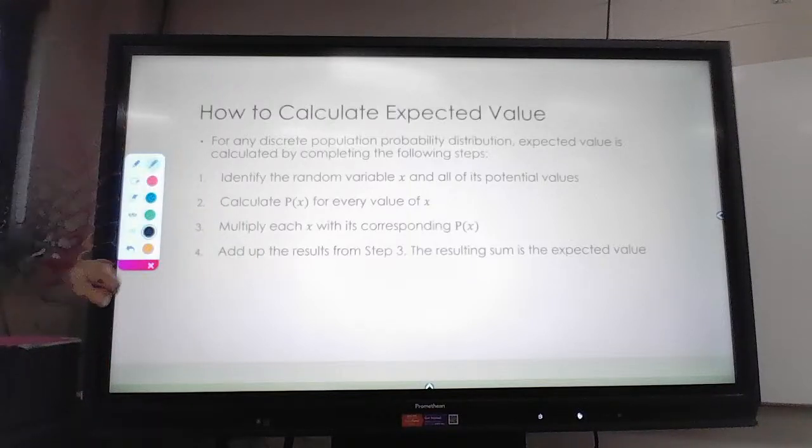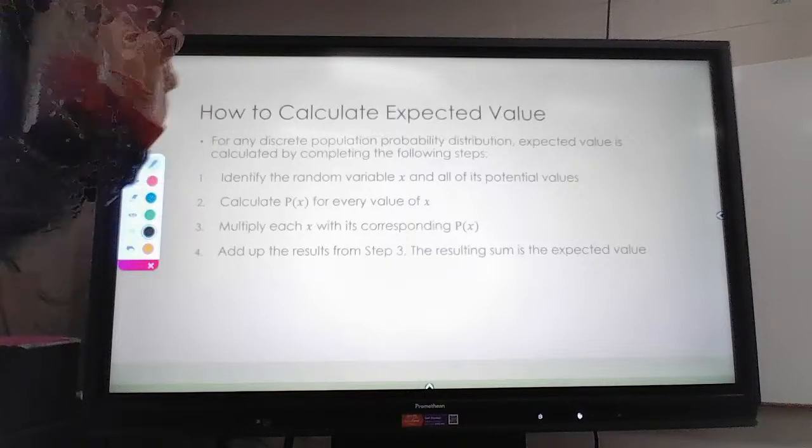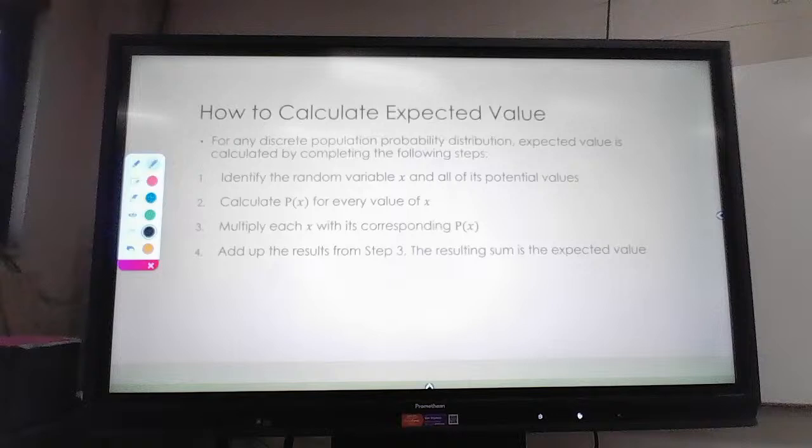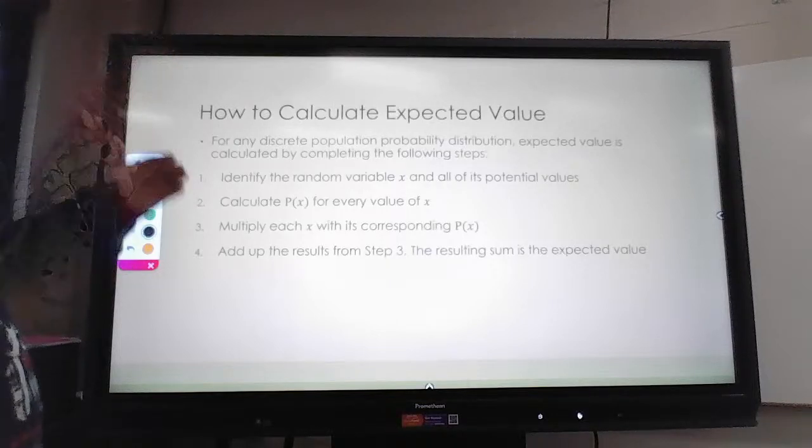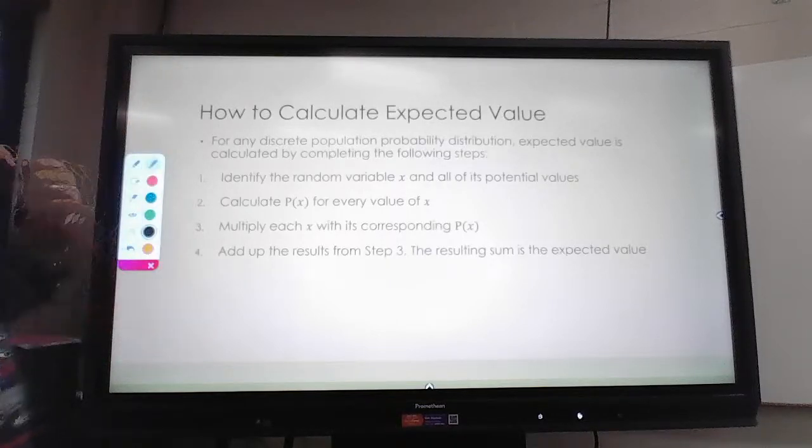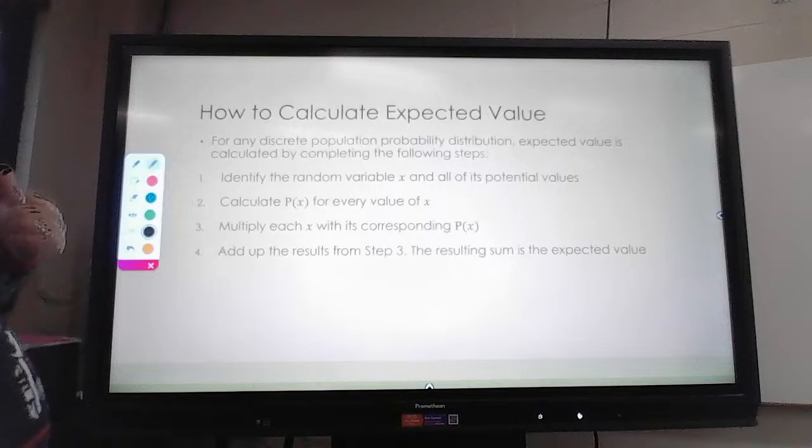So once you have the values of your variable, once you have their probabilities, you're going to multiply each value of x with its corresponding probability. You do that for each value of x. Then you add up all those results. The result is your expected value.